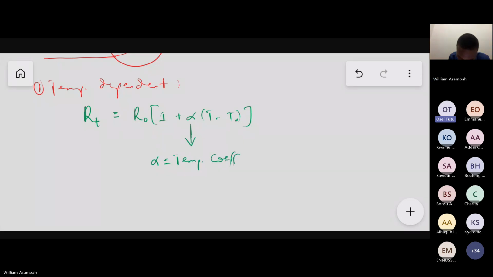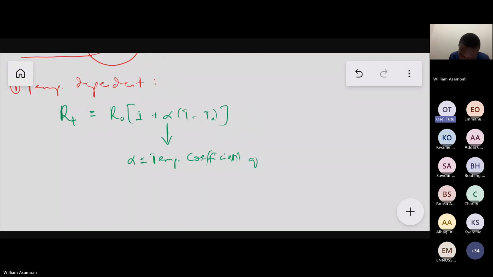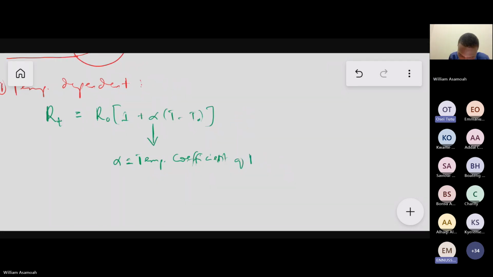Temperature coefficient of what? Of the resistor. Of resistivity. Resistance into bracket T, the TCR. Please, do you understand? Yes, sir. Okay.